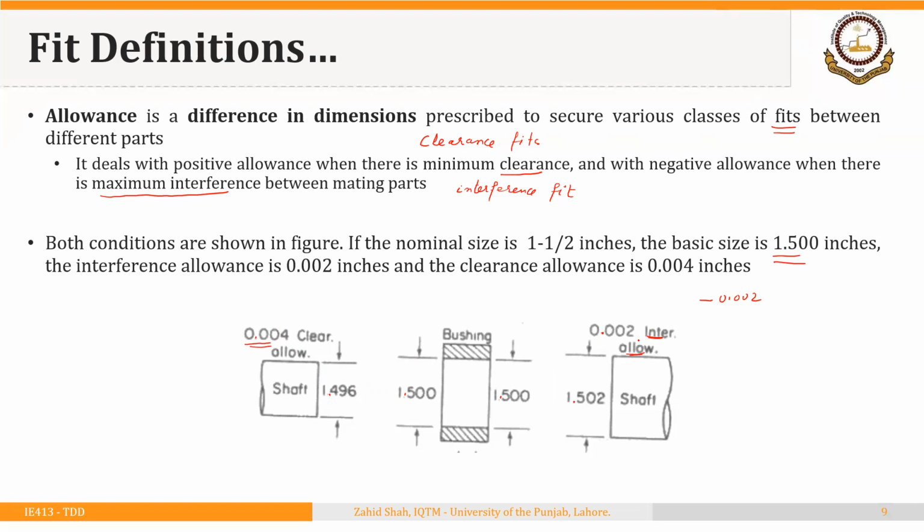So in simple words, in clearance fits, the shaft will always be smaller than the hole, and in interference fits, the shaft will always be larger than the hole. And this difference in the sizes, if that is positive, that is called clearance allowance. And if that difference is negative, that is, the shaft is greater than the hole, that is called interference allowance.